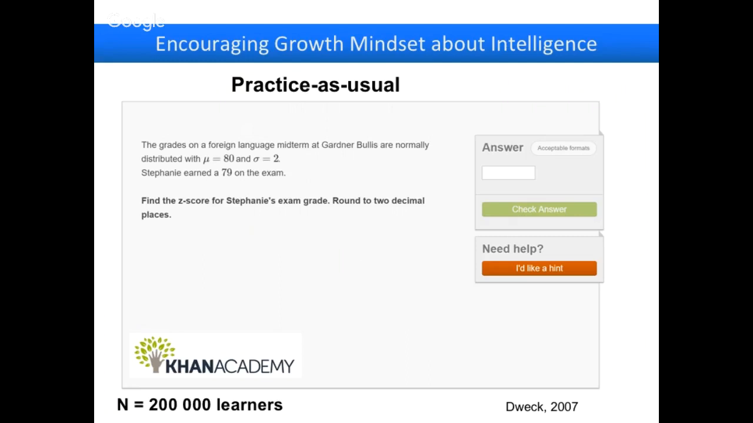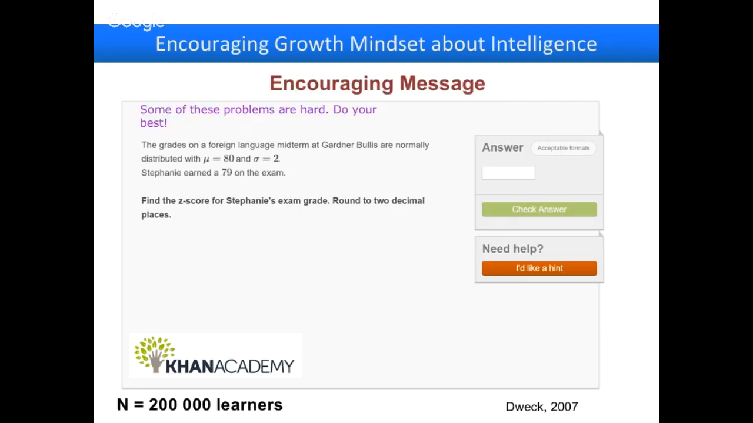So here's at least one place where you can actually use the t-test. And I won't go into the details of how you do it. Now, we also included another condition, in addition to growth mindset and practice as usual. We included a positive message: Encouraging. Some of these problems are hard. Do your best. Do you see why?